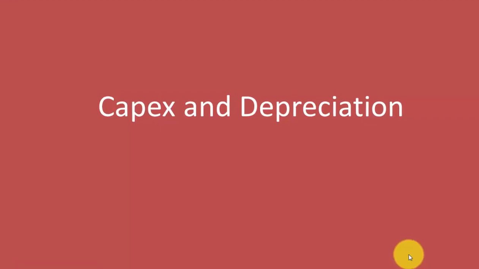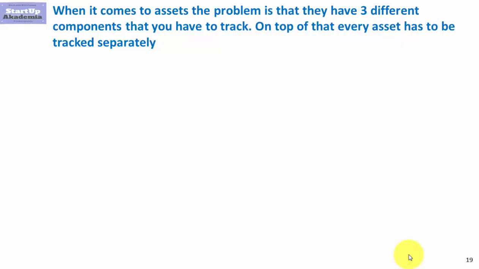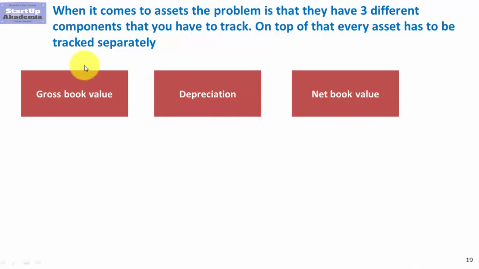Capex and Depreciation. So this part will actually be one of the most difficult ones in financial modeling. This is due to the fact that when it comes to assets, there are three things that we will have to track. So there is the gross book value. This is the price at which we bought the specific asset.